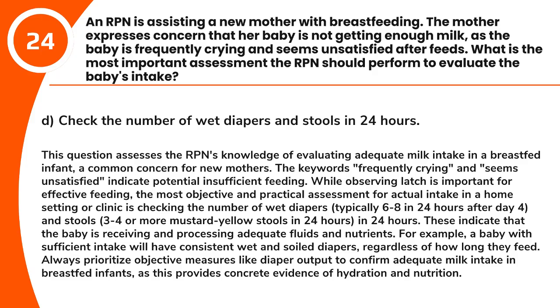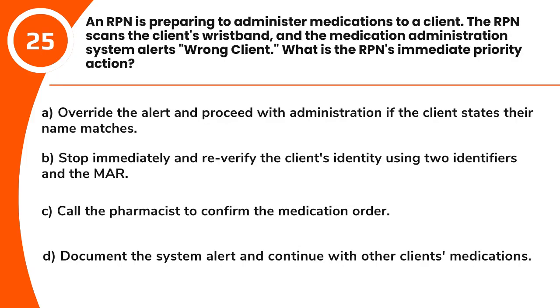These indicate that the baby is receiving and processing adequate fluids and nutrients. For example, a baby with sufficient intake will have consistent wet and soiled diapers, regardless of how long they feed. Always prioritize objective measures like diaper output to confirm adequate milk intake in breastfed infants, as this provides concrete evidence of hydration and nutrition. Question 25.